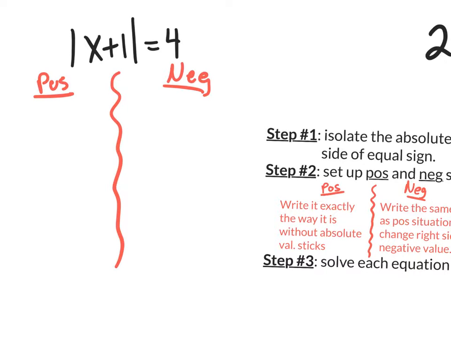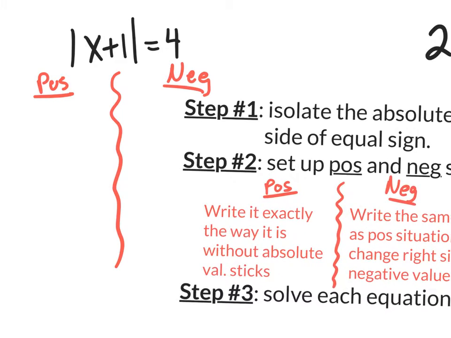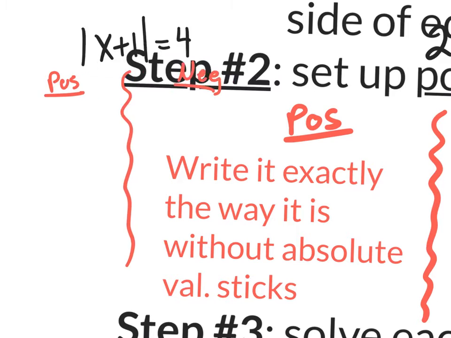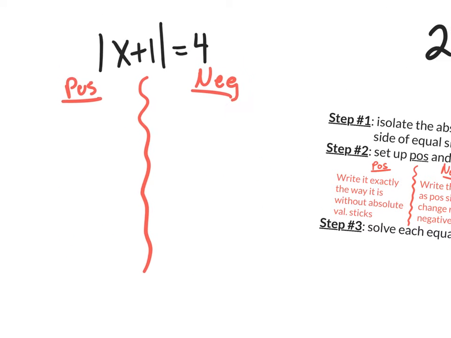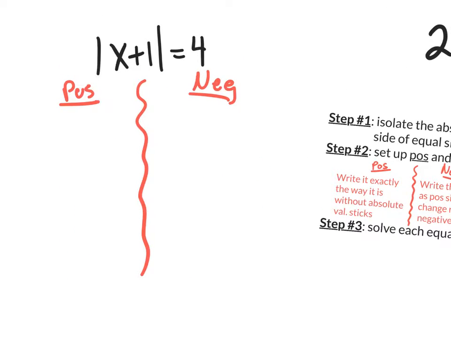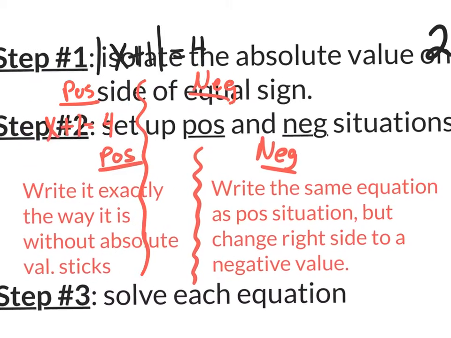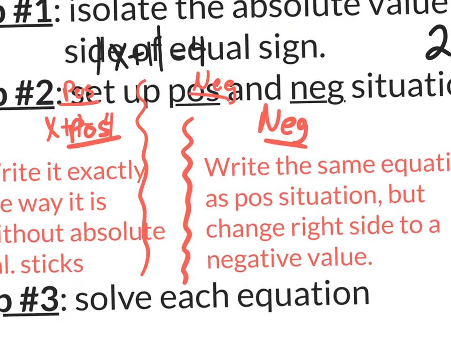Now, how do I find the positive situation? It says right here, write it exactly the way it is without the absolute value sticks. So, what am I going to write on the positive situation? X plus 1 equals 4. Okay. How about the negative situation? What do I do on that one? It says over here in the notes, write the same equation as the positive situation, but change the right side to a negative value.